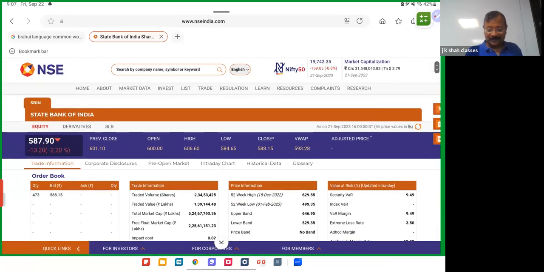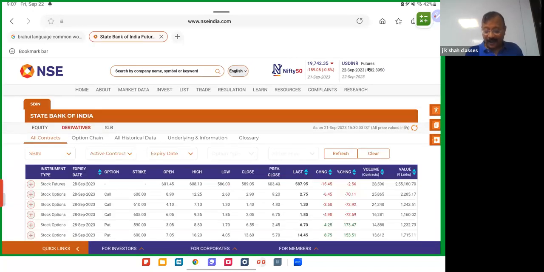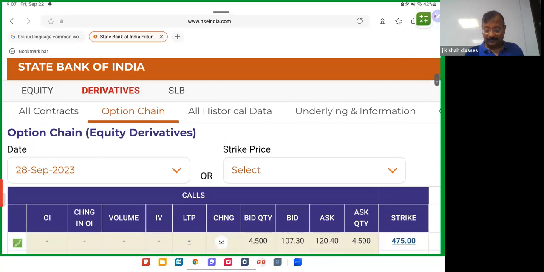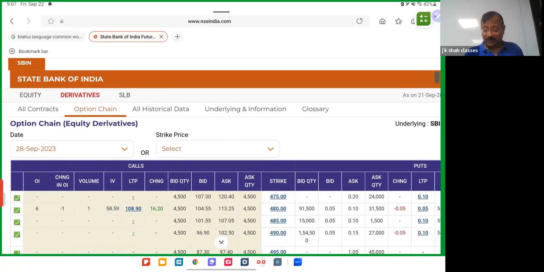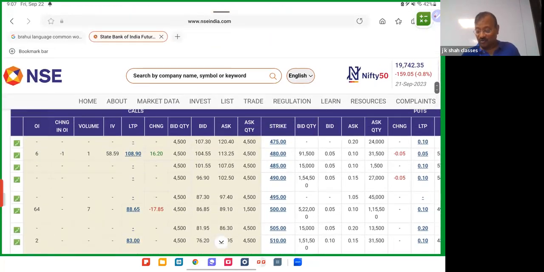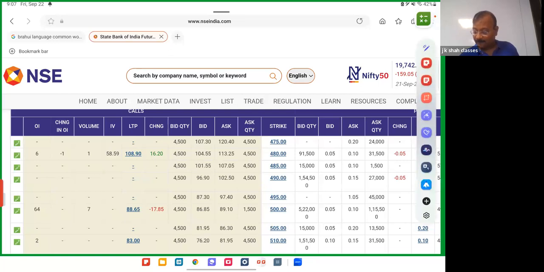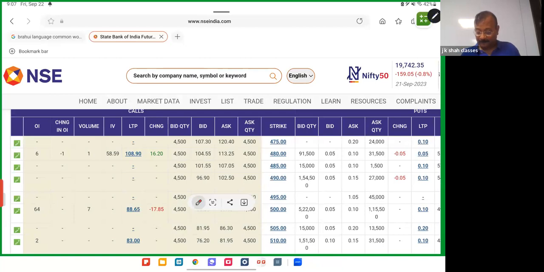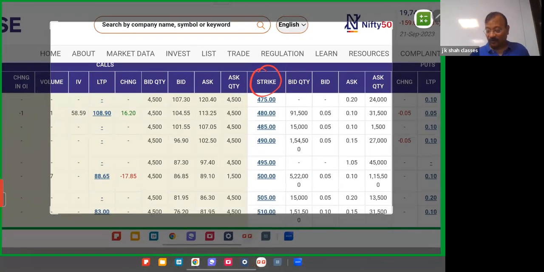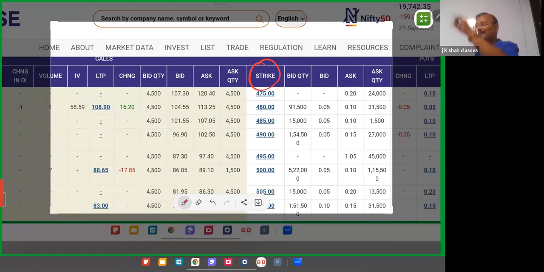Now I go to derivatives and I go to option chain. Now, Muzammil, you asked me, who decides the strike price? If you notice this whole table, look at this column, Strike. Look at this strike price. You notice the strike prices 475, 480, 485, 490, 495. See, it ticks off 5. But this is not standardized.